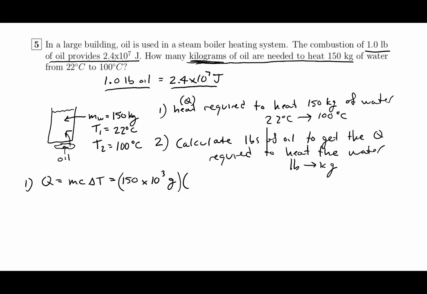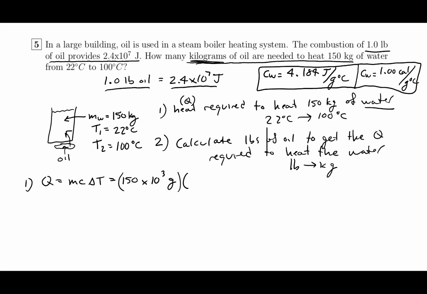And then I have the specific heat, and I'm using the specific heat for water because I'm calculating Q for water. I want the specific heat with joules because I'm working in joules. So the specific heat of water is equal to 4.184 joules per gram degrees C. The reason it's different from the specific heat we used before for water is that before we were working in calories, and the specific heat of water in calories is 1 calorie per gram degrees C. So you pick your specific heat depending on what units you're working in. We're working in joules right now, so we're going to use 4.184 joules per gram degrees Celsius.